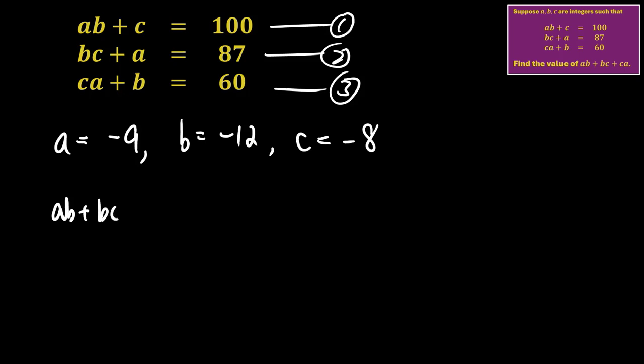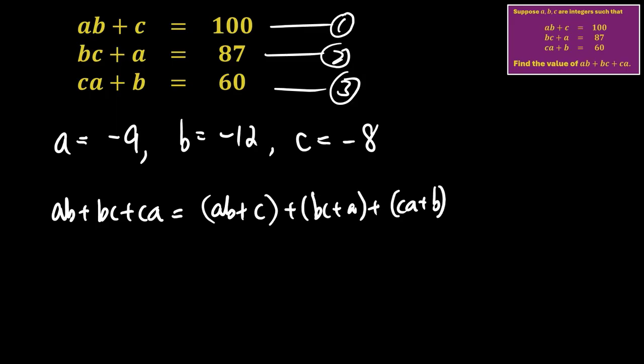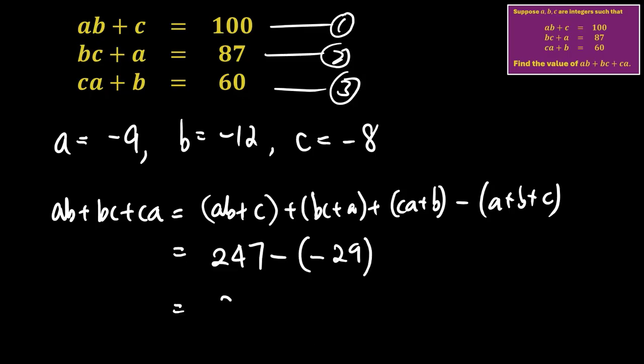ab plus bc plus ca is actually equal to (ab plus c) plus (bc plus a) plus (ca plus b) minus (a plus b plus c). And this equals the sum of equations 1, 2, and 3, that is 247, minus the sum of a, b, c. And the sum of a, b, c is negative 29. So the answer is 276.